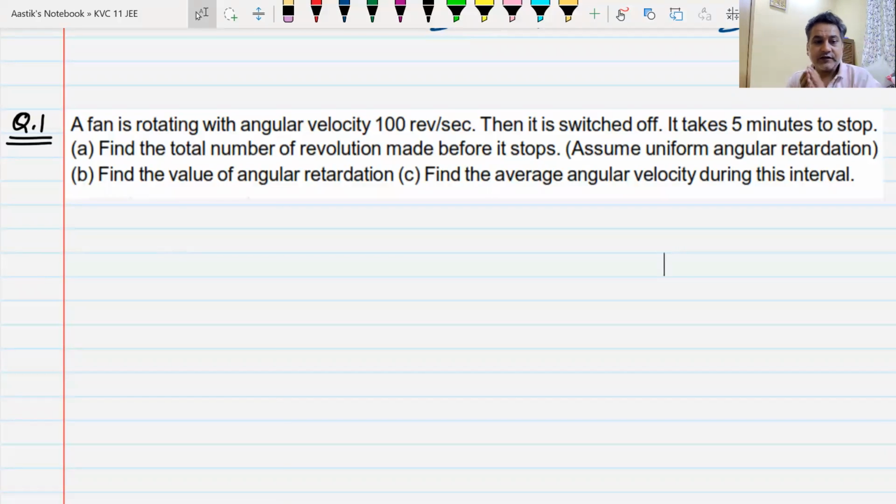A fan is rotating with an angular velocity of 100 revolutions per second. Then it is switched off. It takes 5 minutes to stop. Find the total number of revolutions made before it stops, assuming uniform retardation. They're asking you the total number of revolutions, remember. Find the value of angular retardation, assuming it to be uniform. Find the average angular velocity. Let's see if you can give me this one. I'll give you 2 minutes to solve this.